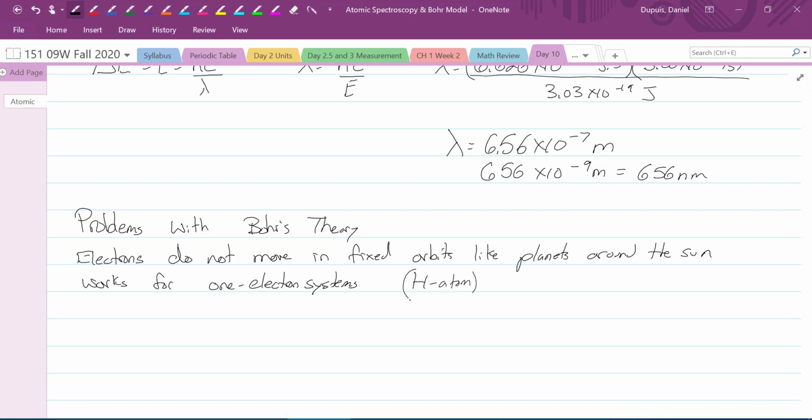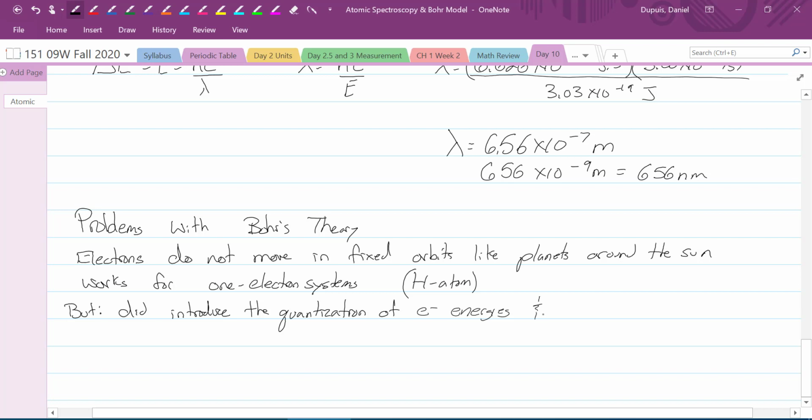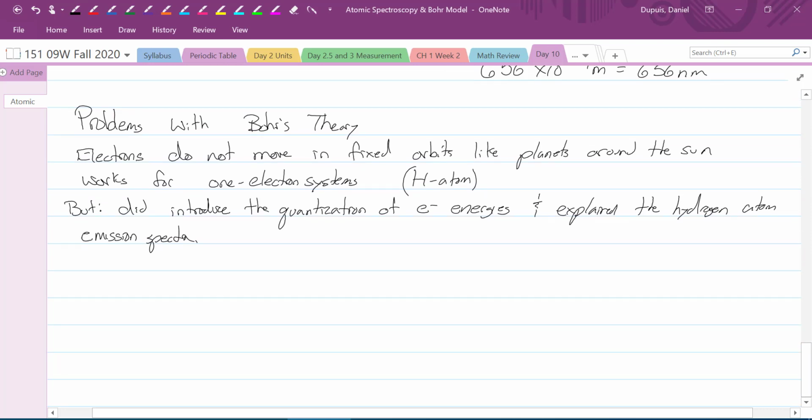So, and again, this is amazing. He's a much better scientist than I ever would hope to be. He's brilliant. All right. And what it did, which is a huge step forward, right? Big step forward, is that he did introduce the quantization of electron energies, and explain the H atom line spectra. This was huge. This was absolutely huge. So that was Bohr and Bohr's contribution. One of his contributions.